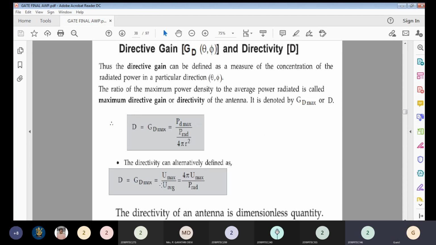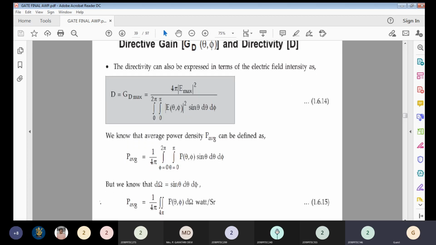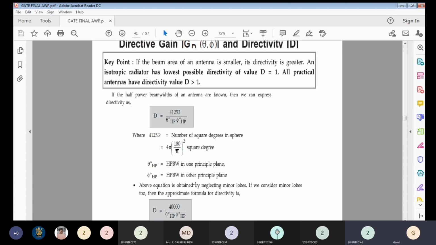Here you have directivity equal to maximum radiation intensity to average radiation intensity. So 4 pi U max by P radiated is called the directivity of your antenna. Simply, the directivity can be obtained with this, and the lowest possible directivity value is D equal to 1. All practical antennas have directivity greater than 1. It must be greater than 1. Okay?